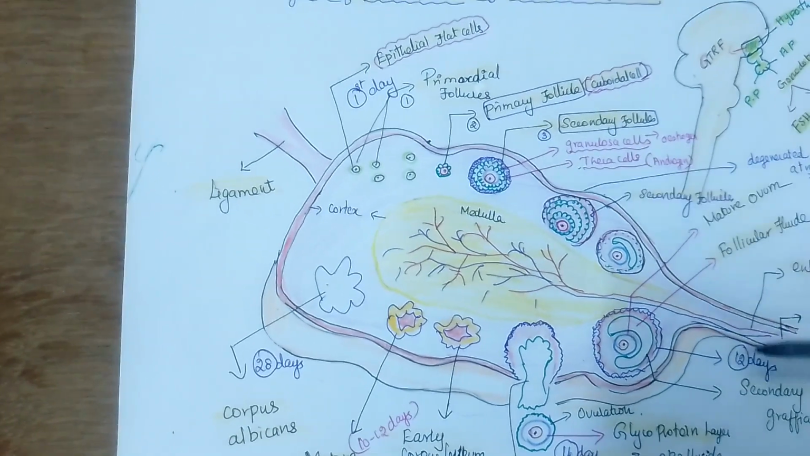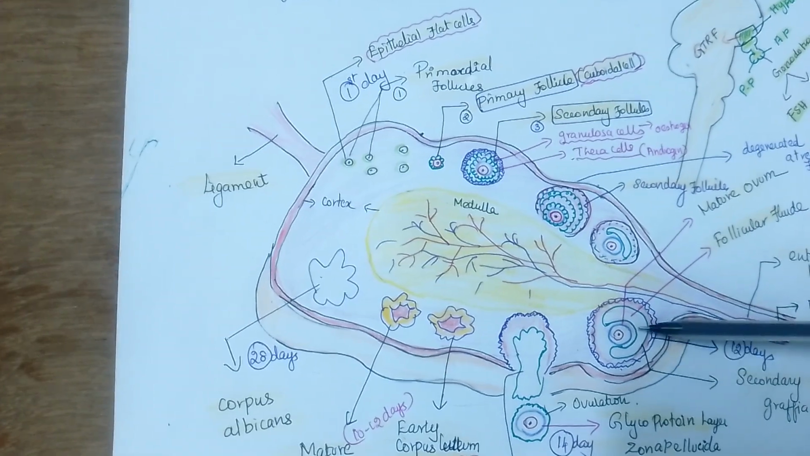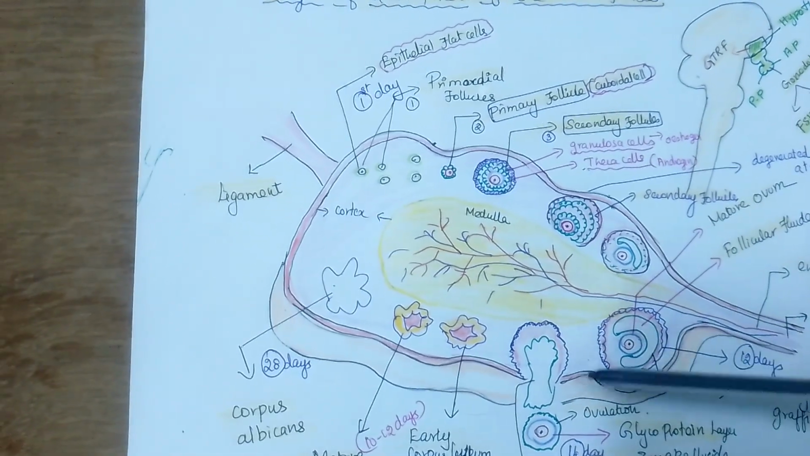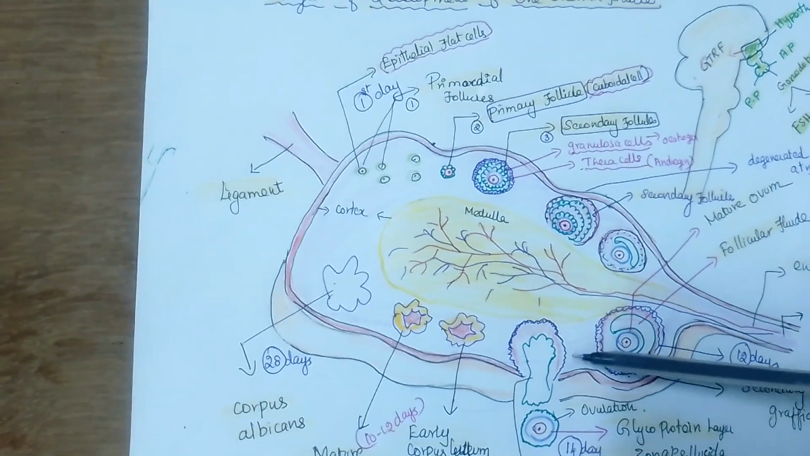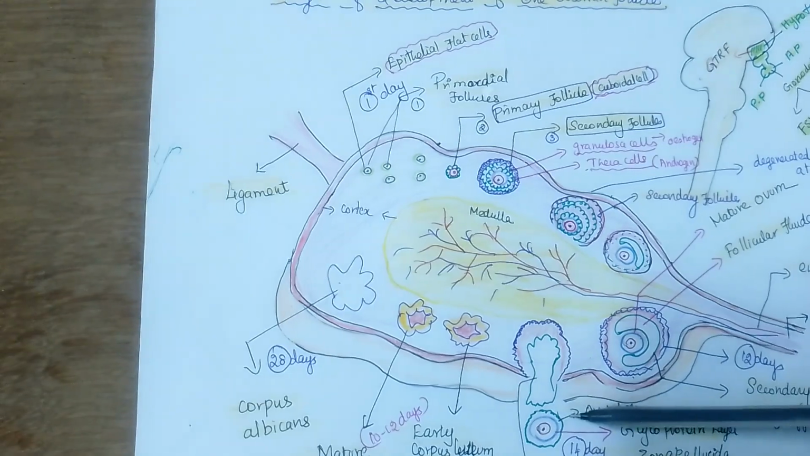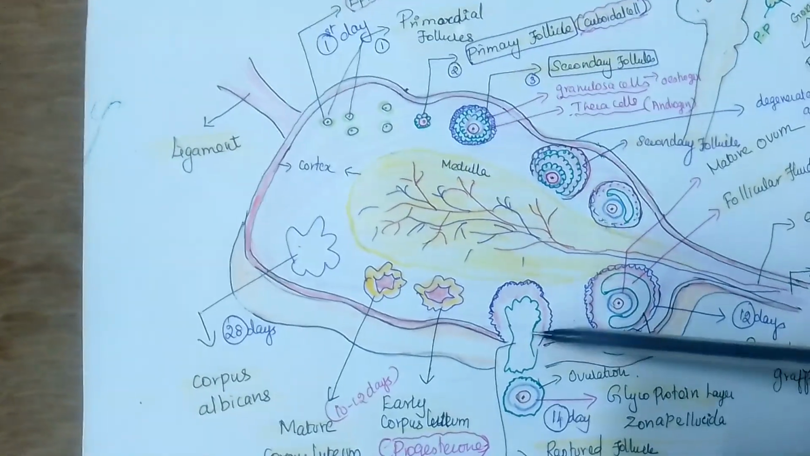This is nearly the 12th day, when it is a complete ovum. Secondary follicles or the Graafian follicles will be present there. Then the maturation and the rupture of the ovum will take place on the 14th day. On the 14th day, at the rupture, there will be a glycoprotein present in the matured ovum.